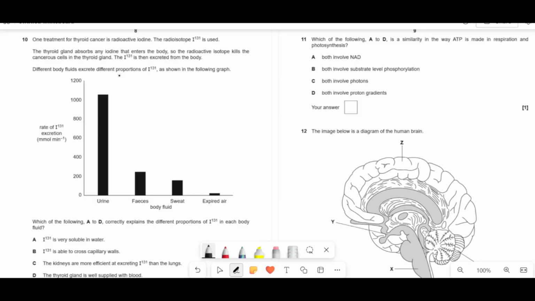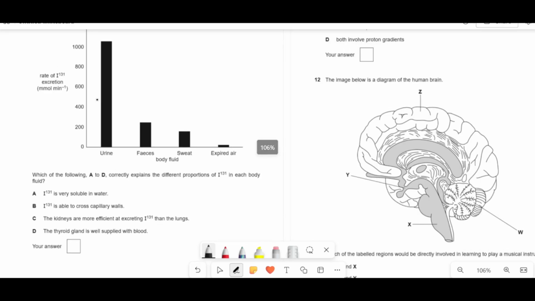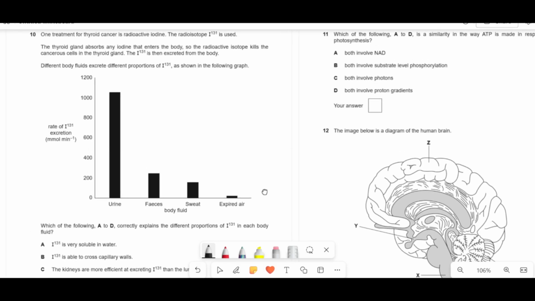So different body fluids excrete different proportions of it, as shown in this graph. This is the amount of excretion, the rate of it, how fast it's done: urine, feces, sweat, and expired air. Cool. So in this case, now we need to figure out why, for some reason, it's really high in the urine, and it's kind of right in the feces, it's kind of in the sweat, but it's barely any in the air. So whichever one explains this best.